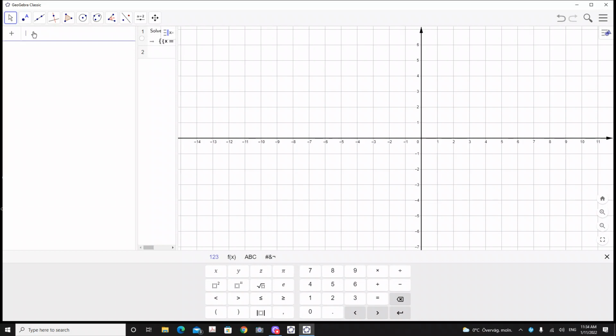One of them, you know what to do. y equals x. What do you expect? If I put y equals x in GeoGebra, what shape do you expect to get? y equals x. It's a diagonal. Now, first of all, is it a curve or a straight line? It's a straight line, yes?